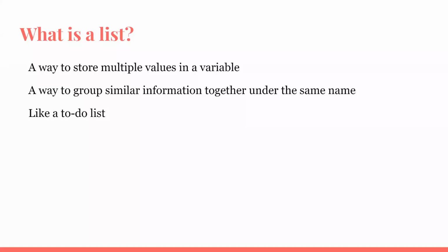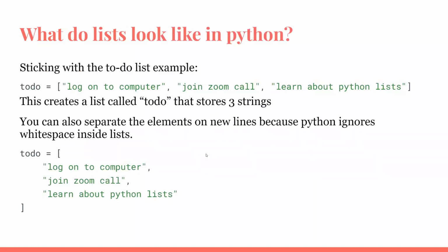It's like a to-do list, basically. You have a list of strings as a to-do list, like what things you have to do today. You can have a list of numbers, a list of strings, a list of booleans, a list of decimal points. You can have a list of anything. But again, it stores multiple values in a variable and groups them together, and that's also the same as string indexing. So what does a list look like in Python?